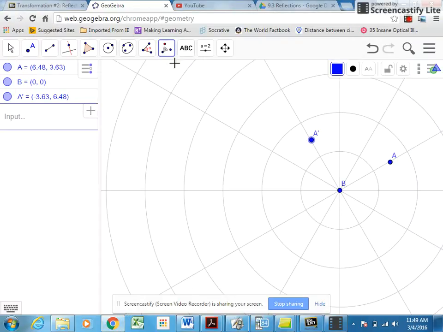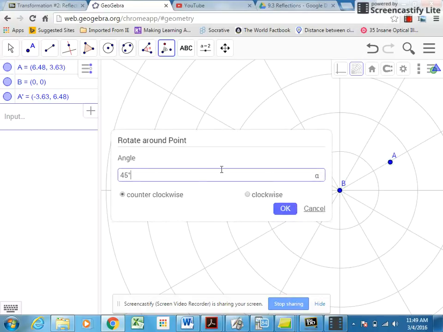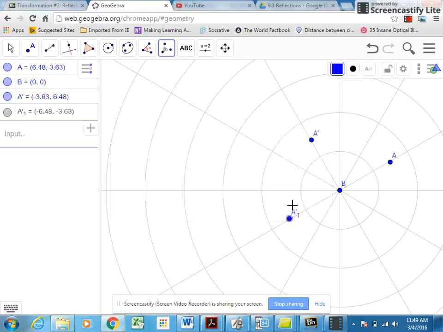Going back here, we're going to do another rotation. We're going to take A, rotate it about B, and this time we're going to do a 180-degree rotation. This one I think many of you would have guessed, as it shows up exactly opposite of where it was originally located. So the original point at 6.48, comma 3.63 shows up at negative 6.48, negative 3.63.